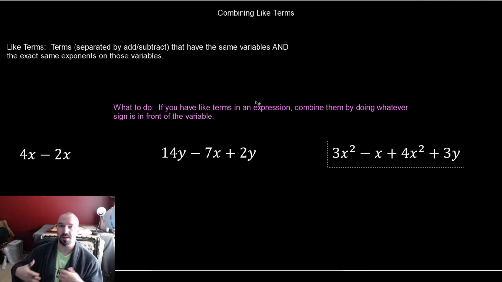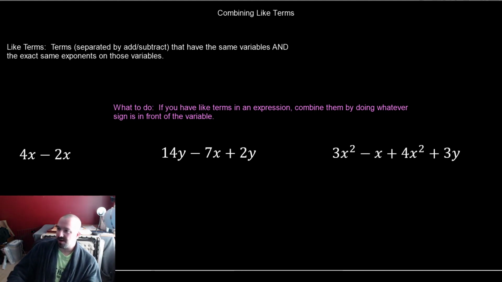So what to do? Now, this isn't exactly how it works. There's some underlying structure there, but this is effectively what it looks like. So what to do? If you have like terms in an expression, combine them by doing whatever sign is in front.